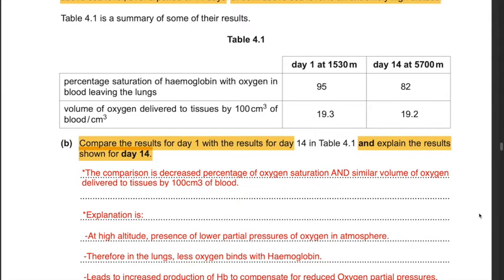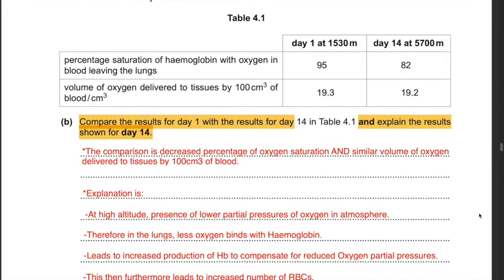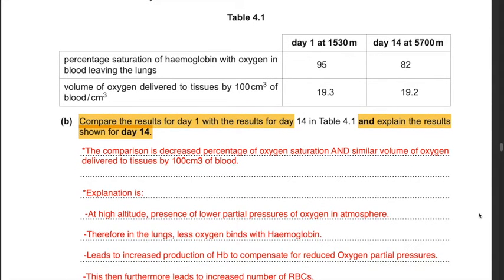Those two are very important in the comparison part. And the explanation would be at high altitude presence of lower partial pressures of oxygen in the atmosphere. That you obviously have to know, because higher the altitude, lower the partial pressure of oxygen present. Therefore, in the lungs, less oxygen would bind to hemoglobin. This would lead to increased production of hemoglobin to compensate for reduced oxygen partial pressures, as the body needs more red blood cells or more hemoglobin to compensate for the reduced oxygen concentrations present at high altitudes.